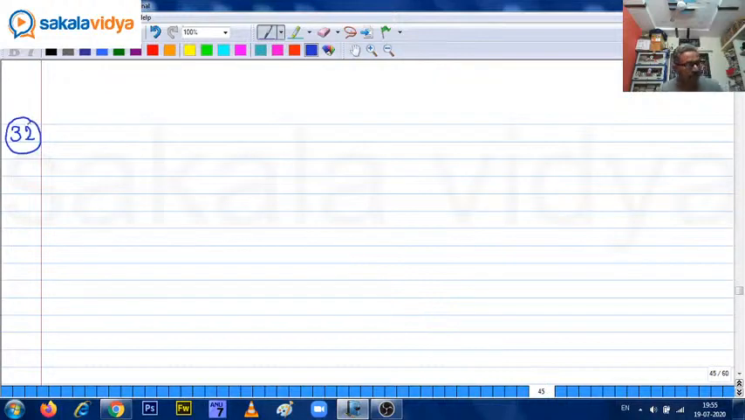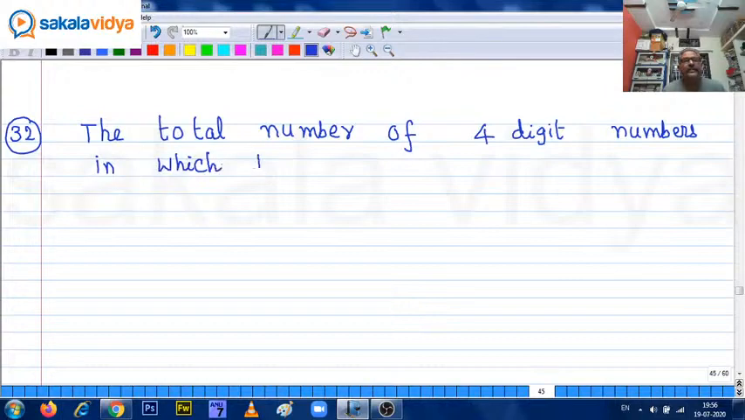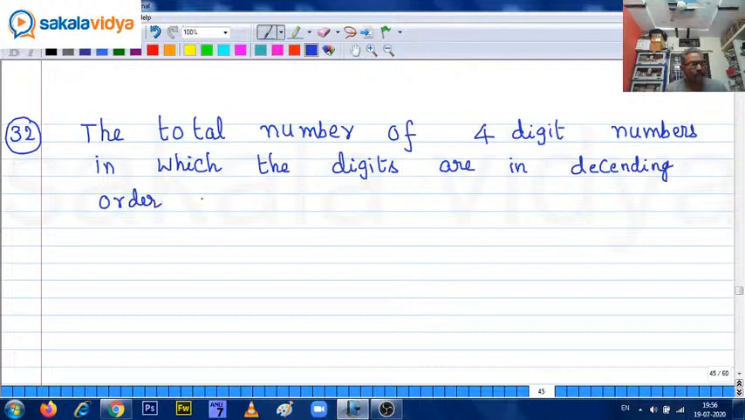32nd question. The total number of 4-digit numbers in which the digits are in descending order is.